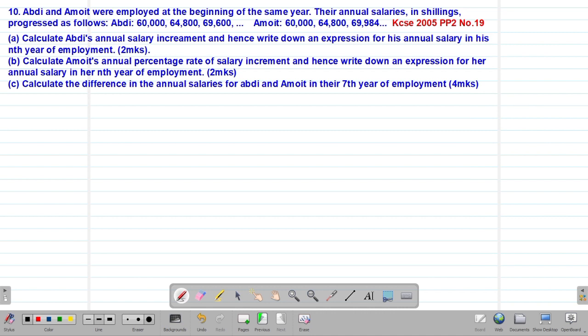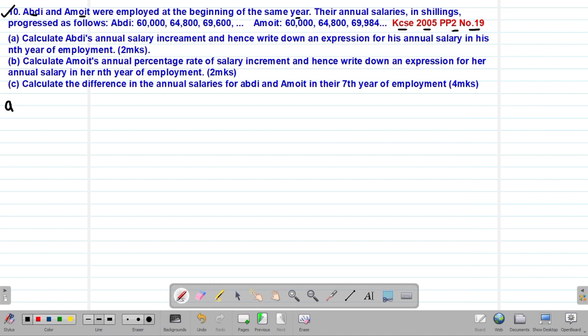It's our 15th and last lesson on a given Form 3 mathematics topic called sequences and series. So we are looking at our 10th example on geometric progression, which is a past KCSE question tested in 2005, paper 2, question number 19. It reads that Abdi and Amoit were employed at the beginning of the same year. Their annual salaries in shillings progressed as follows. So we are given for Abdi and also for Amoit.